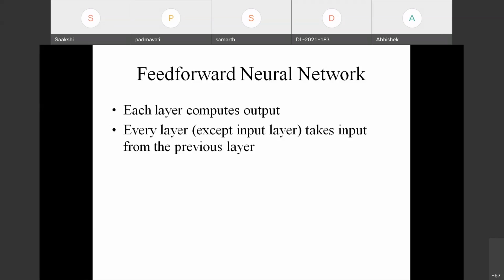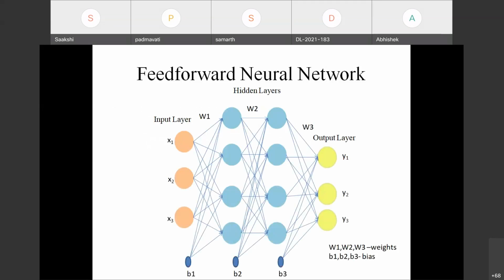That output will be passed to the next neuron in the hidden layer. Similarly, the output of the last hidden layer will be passed as input to the output layer. Fine. Let us try to understand this architecture. Whatever I have described with respect to the feed-forward neural network, I have represented in the form of an architecture.